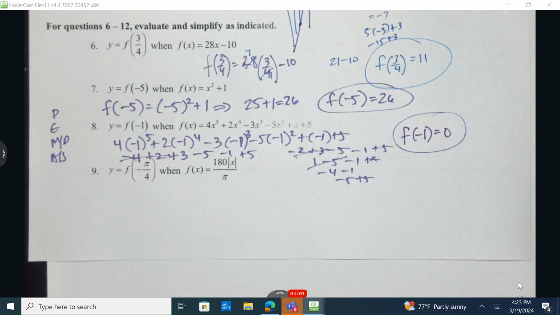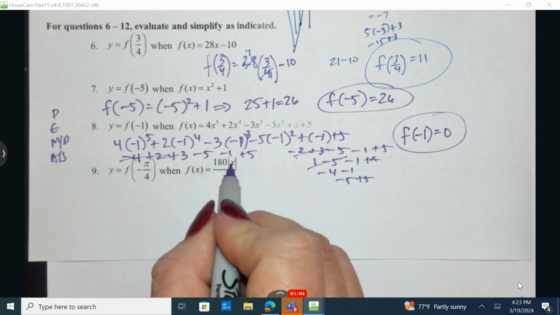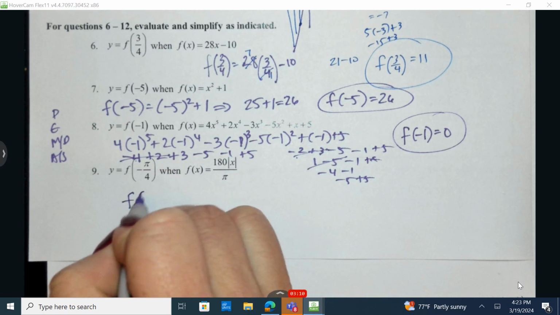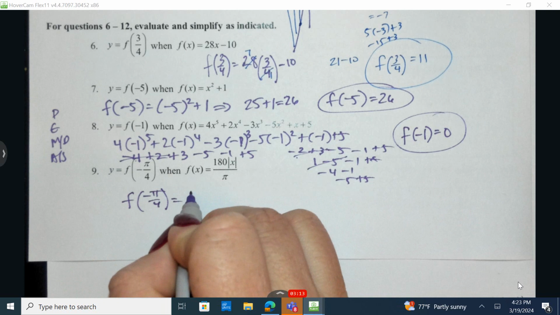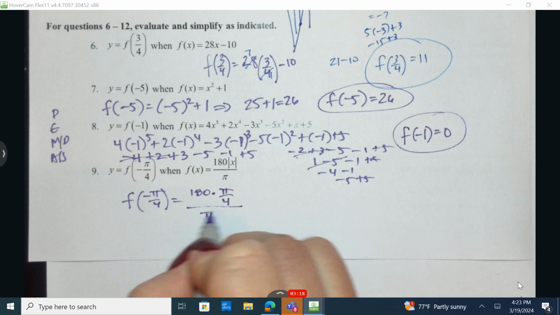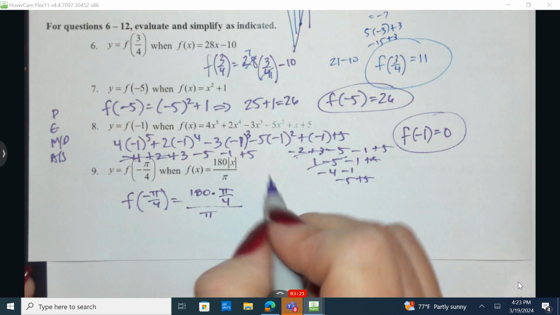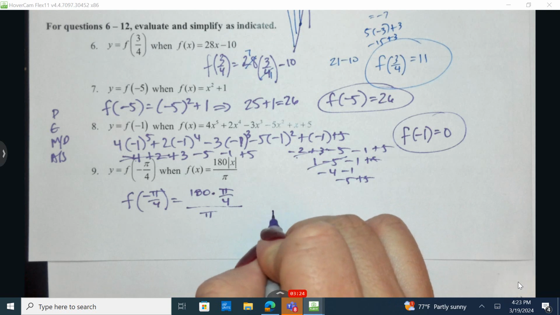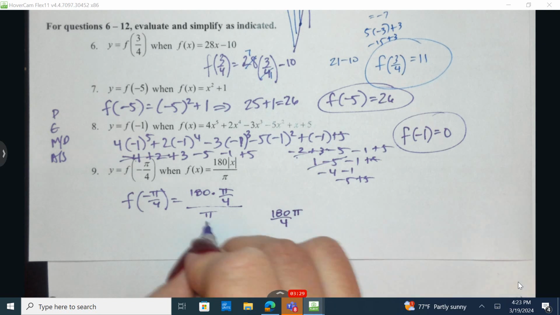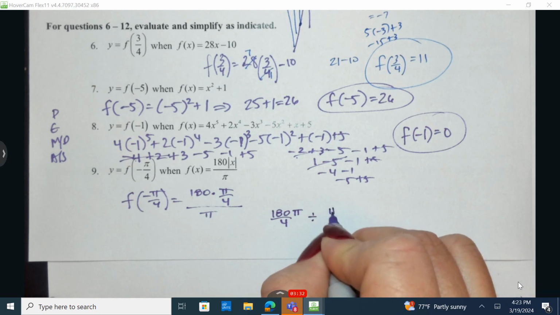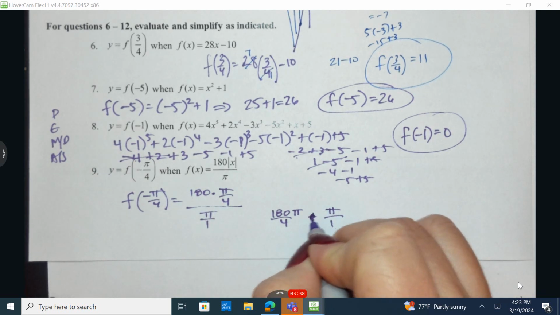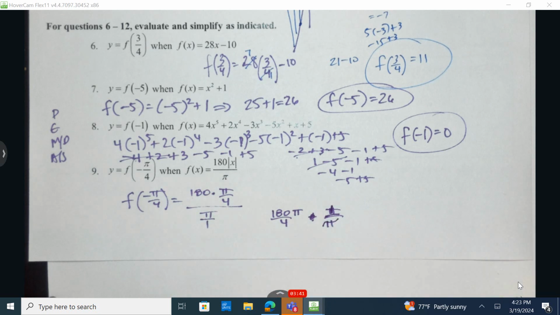Let's come down here to number 9. I'm going to substitute in -pi/4 into this position. Well, I know when I substitute that in, taking absolute value makes it positive. So f of -pi/4 is equal to 180 times pi/4, and then we're going to divide that entire thing by pi. Okay, well, let's take this and let's move this horizontally. So I have 180/4, and there's a pi on top. And now I want to divide this by pi/1. Remember, when we divide by this bottom fraction, we're really going to multiply by the reciprocal of it. So 1/pi.